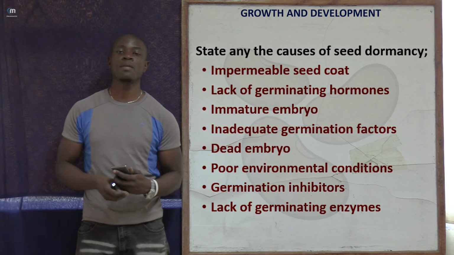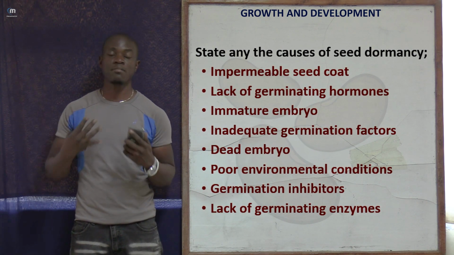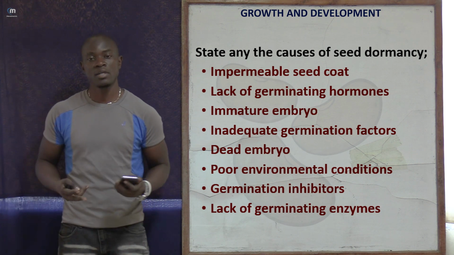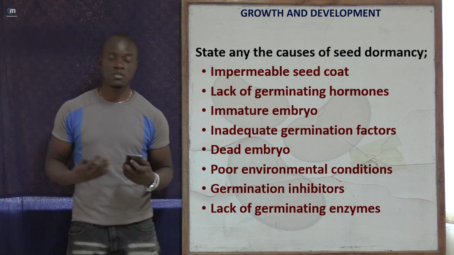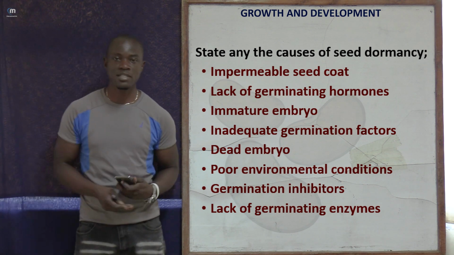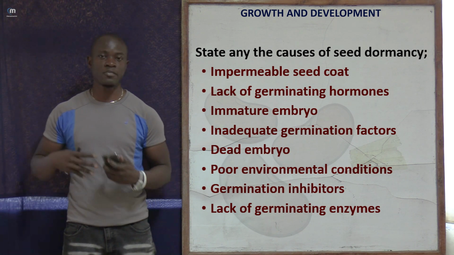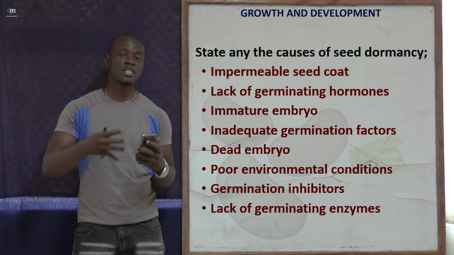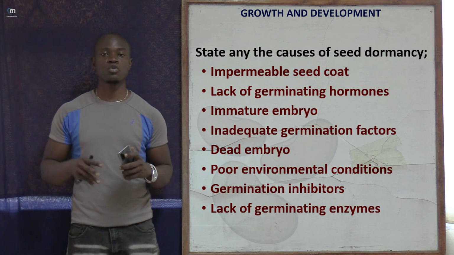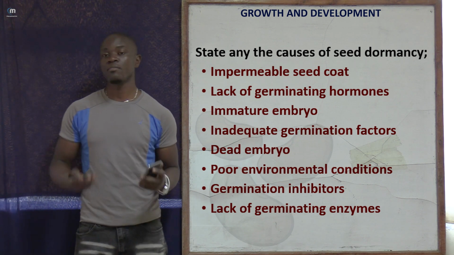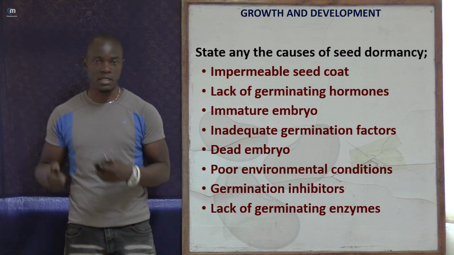Apart from that, we have an immature embryo. Now the seed coat is permeable, water can move through the seed, but the embryo is immature. The embryo cannot develop, the embryo cannot grow. So that is the other factor which leads to seed dormancy. Apart from that, we have germinating inhibitors, which mostly involve chemicals in the environment that prevent germination. If the seed has acquired this chemical, it is going to prevent it from germinating. For example, abscisic acid is a very good germination inhibitor.